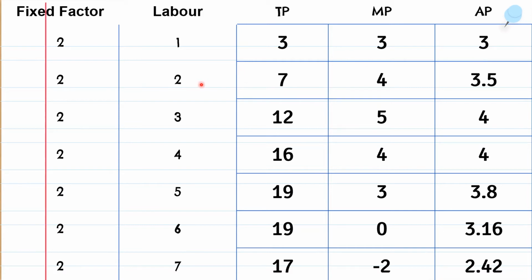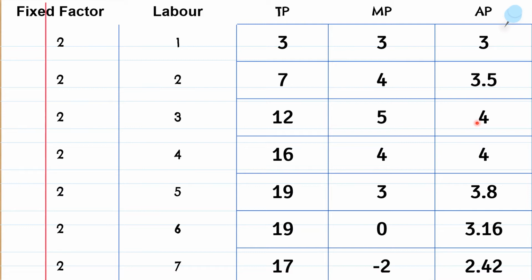7 divided by 2 is 3.5, and this tells us what each laborer contributes to production. On the average, per unit of the variable factor, the output is 3.5. That means if we have 2 laborers, each of them contributes by producing 3.5 units of the product. Similarly, 12 divided by 3 is 4, which means each of the 3 produces 4 units.